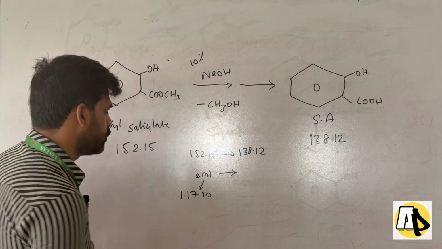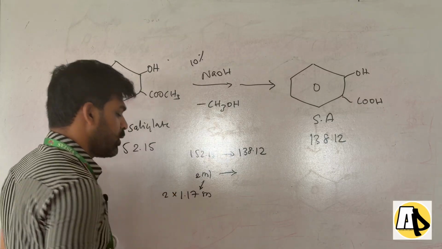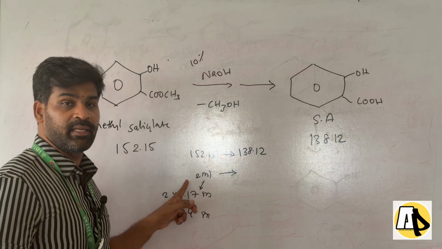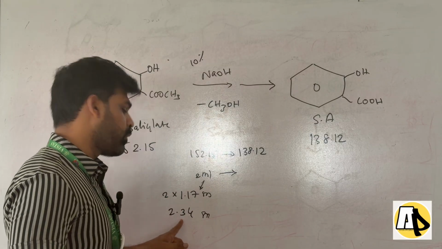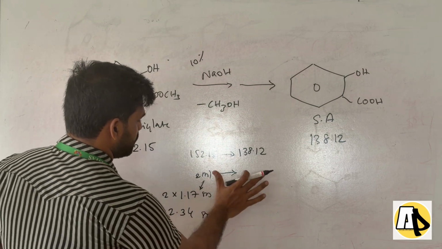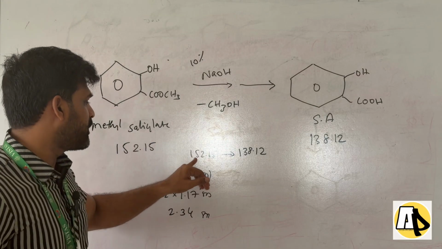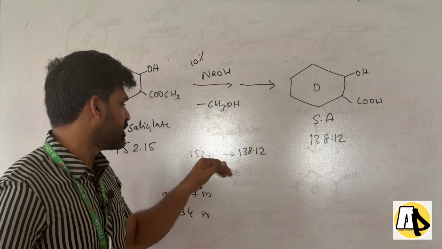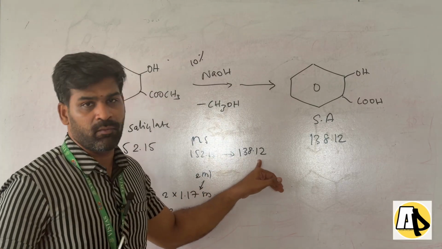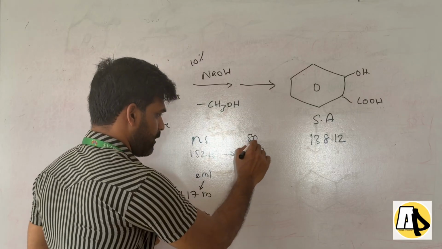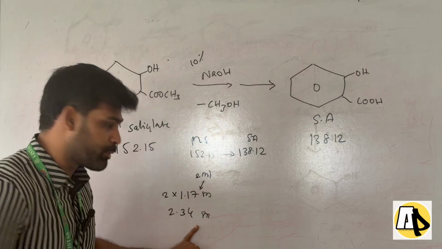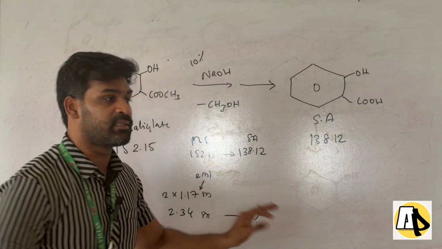1.17 gram. So this 2 ml will contain 2 into 1.17 gram. That's it. So this 2 ml of methyl salicylate contains roughly 2.34 grams of methyl salicylate. Now our understanding goes like this: 152.15 gram of methyl salicylate should produce 138.12 grams of salicylic acid. Correct. So 2.34 gram of methyl salicylate should produce how many grams of salicylic acid?